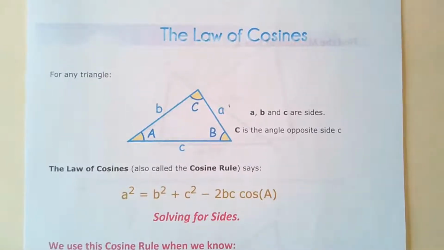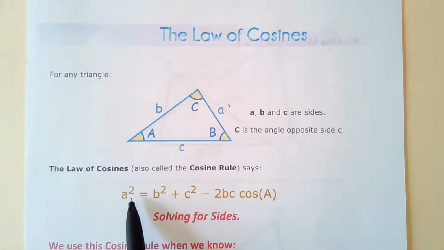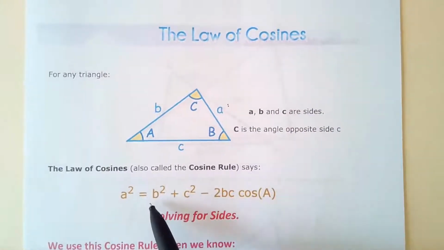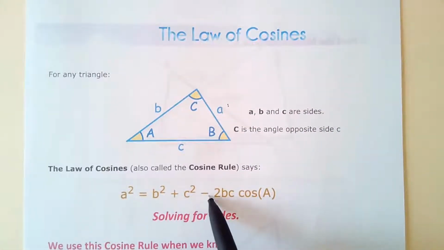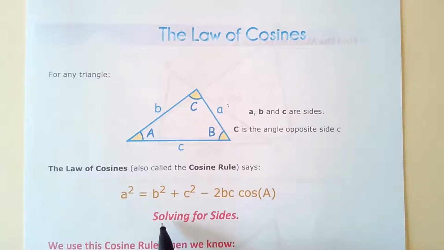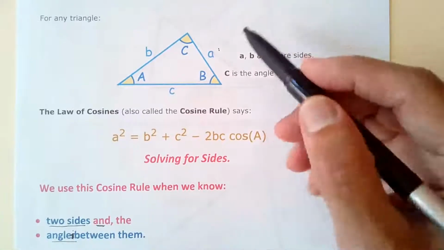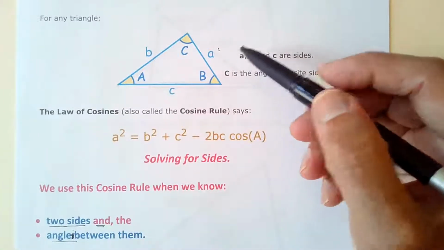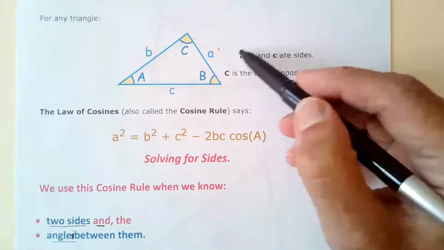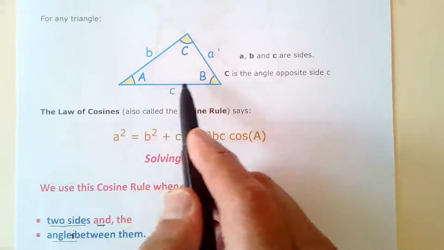The law of cosines states that in an oblique triangle, to find one of the sides, a squared, the missing side here, is equal to b squared plus c squared minus 2bc cos angle A. We are going to be solving for sides using this rule. Recall, the sides are labeled in lowercase letters a, b, c, and the angles in uppercase letters A, B, and C.